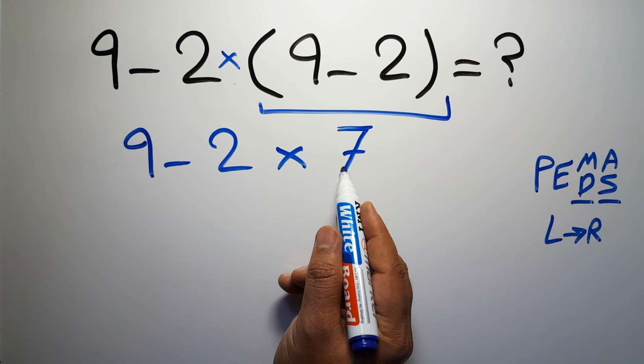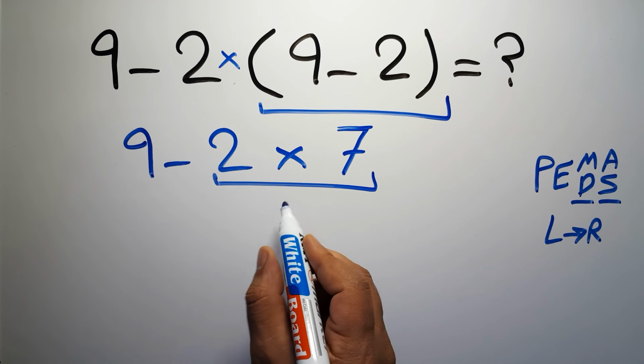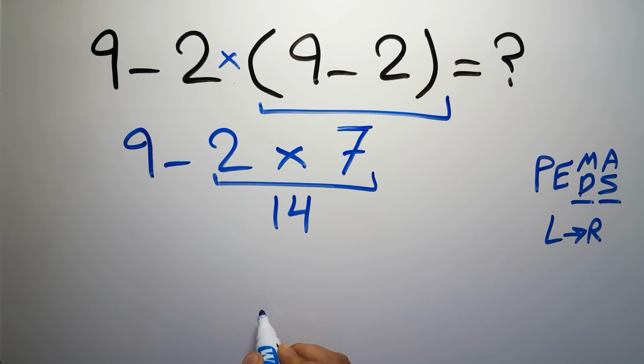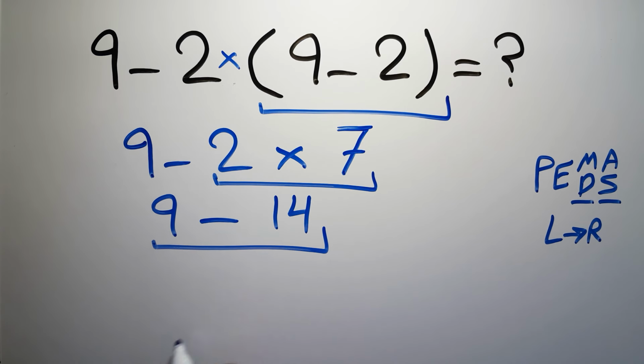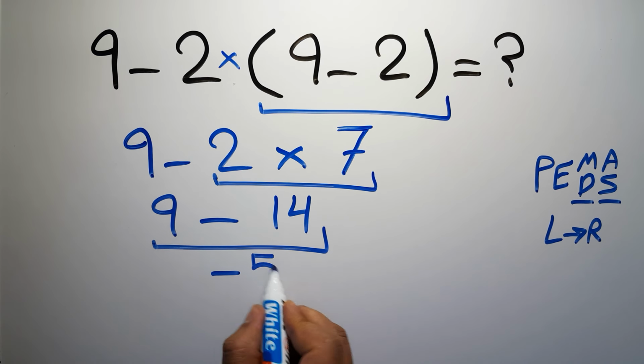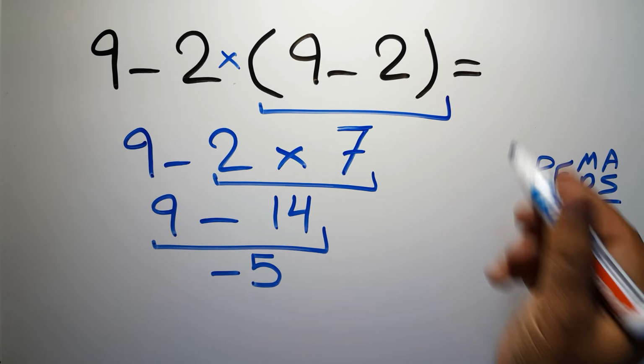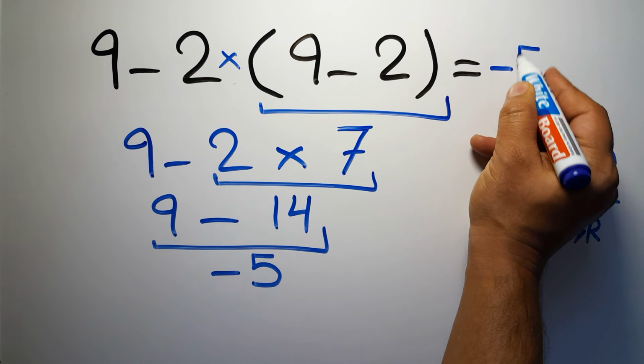2 times 7 gives us 14. So 9 minus 14, which equals negative 5. And this is our final answer to this problem. The correct answer is negative 5.